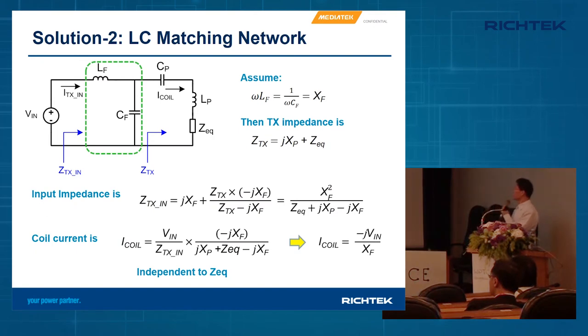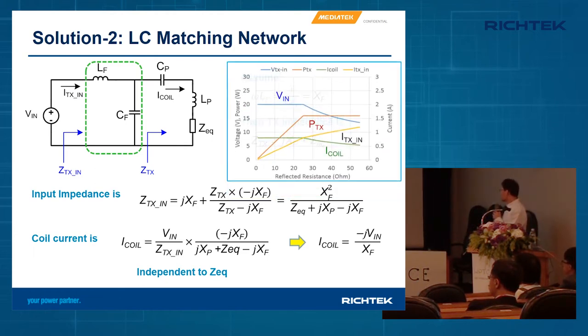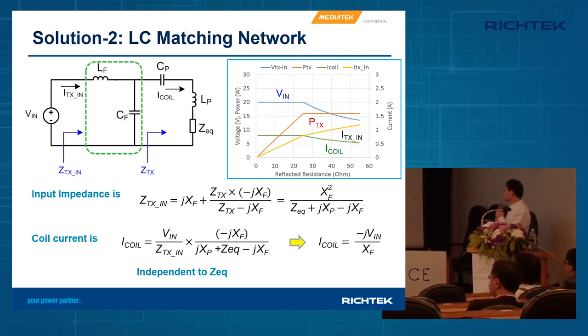The second solution is the LC match network. We can set the impedance of the LC. Assume the reactance is XF, then we can calculate the input impedance under this equation and get the coil current under this equation. The good news is that this current is independent of the reflective impedance. So we can control the input voltage easily to control the current and the operation.